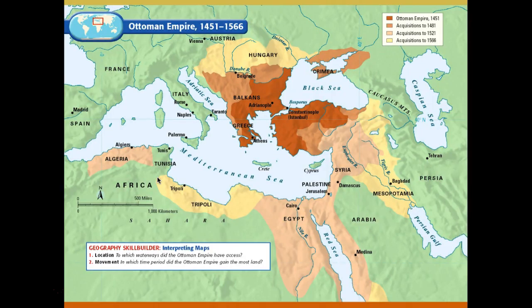So this is an image of the Ottoman Empire. The dates shown here are from 1451 till 1566. And you can see right here is Constantinople, which was renamed Istanbul. And this is the Mediterranean Sea. And up here is Europe. And down here is Africa. And on the east side is the Middle East, to put it into more context.